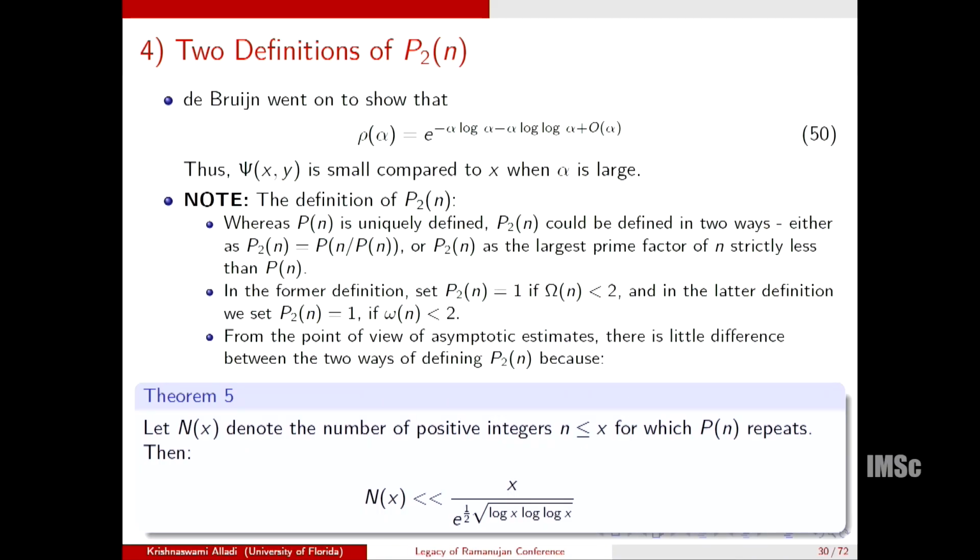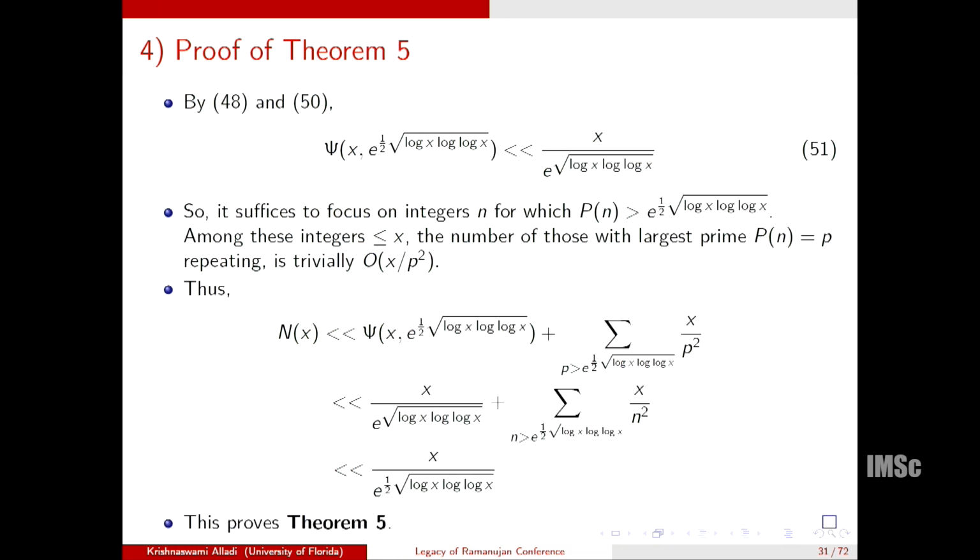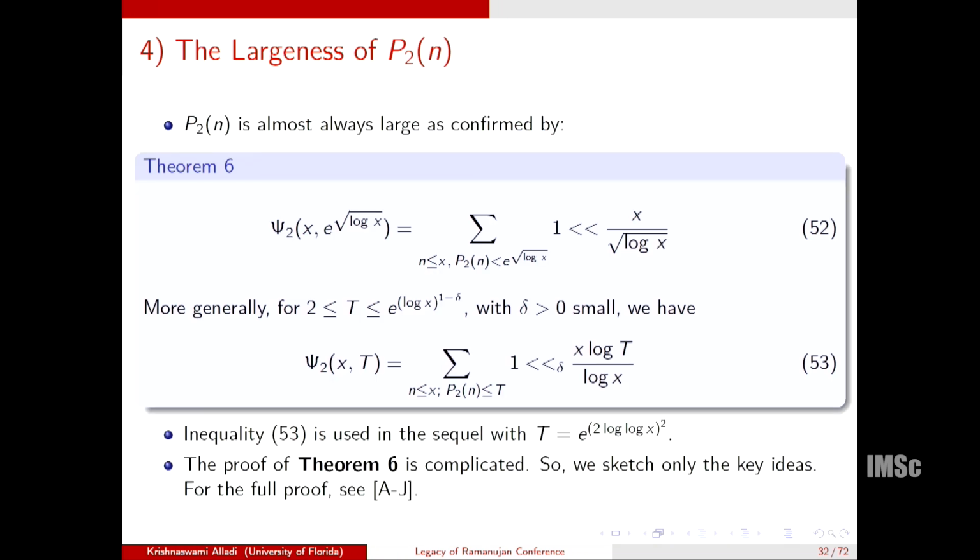That's what this theorem says. This theorem says that the number of positive integers up to x for which the largest prime factor repeats is this small. So you don't have to worry about which of the two definitions you use. In this paper, we use the definition that the second largest prime factor is strictly less than the largest prime factor. Okay. So this is the proof here using the psi of x, y, but I'm skipping it.